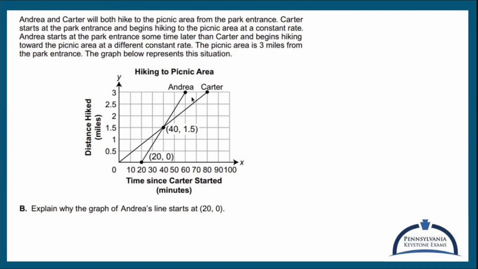So you have Carter is going to be this line, the blue line. You have Andrea is going to be this line, the red line. She seems to start 20 minutes after Carter, and then at 41.5 they seem to cross paths. Explain why the graph of Andrea's line starts at 20, 0.